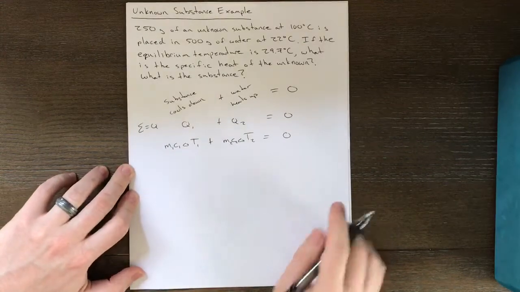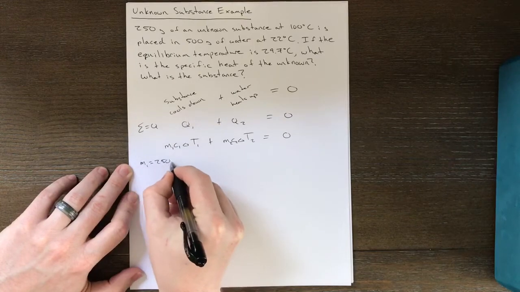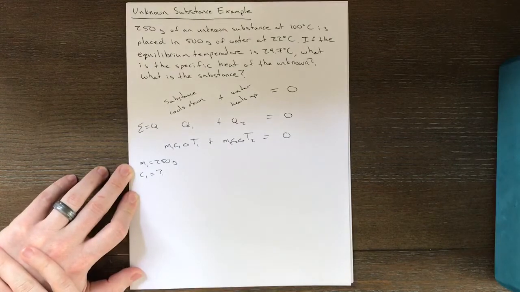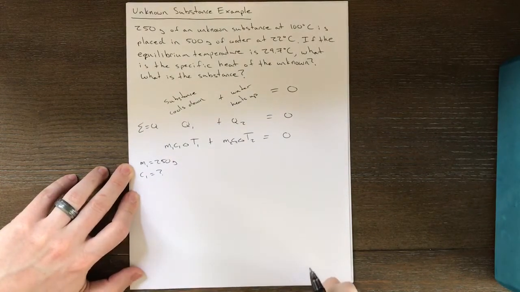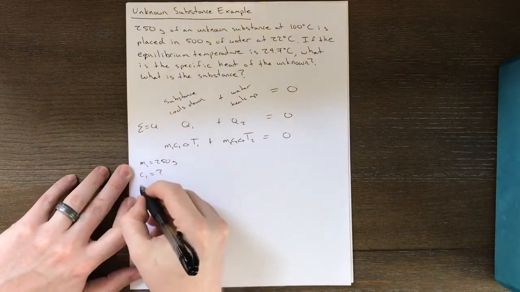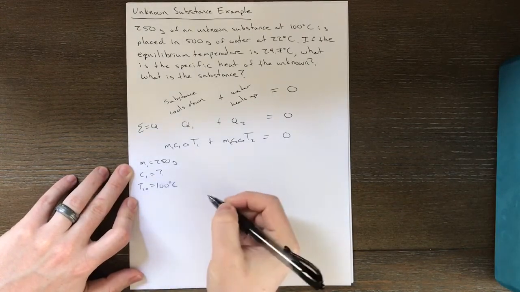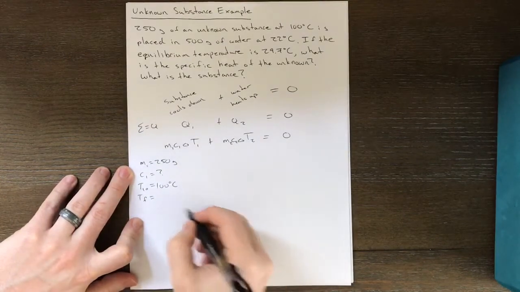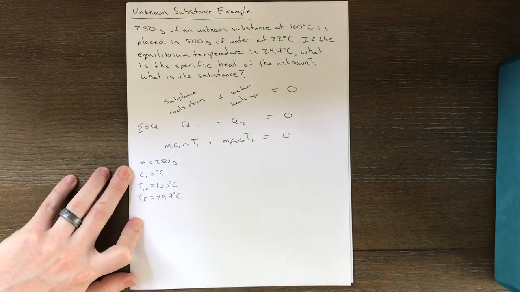And what are our values for those? Well, let's call the substance M1. We have 250 grams of it. C1 is actually our unknown. We're trying to figure out the properties of this substance, how much heat it takes to change its temperature. Well, what is the change in temperature then? Well, we know initially, T1 initial is 100 degrees Celsius. And then it's going to end at the final temperature, the equilibrium temperature that everything ends up at, of 29.7 degrees Celsius.